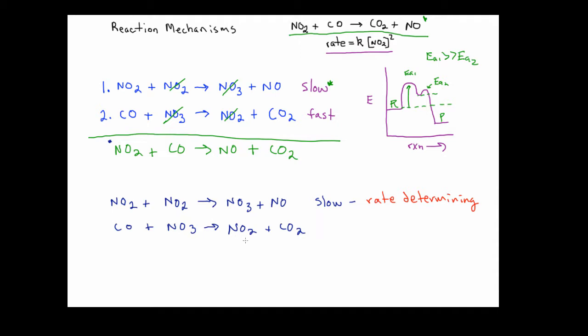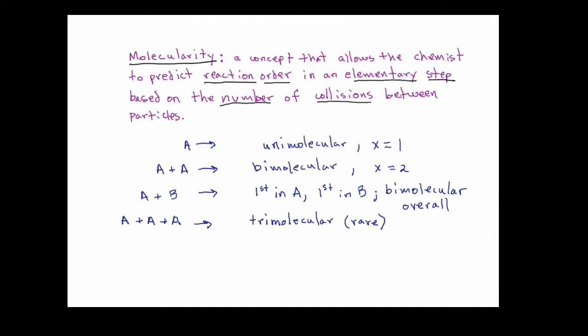All right, so what we're going to do now is basically estimate, if you will, the rate law based on what we call the molecularity of the reaction between the NO2s in the elementary step. So what is molecularity? All right, so what I've done here is defined it for you. The molecularity is a complicated term that basically means we're going to estimate the order of reaction of the elementary step based on the number of collisions between molecules.